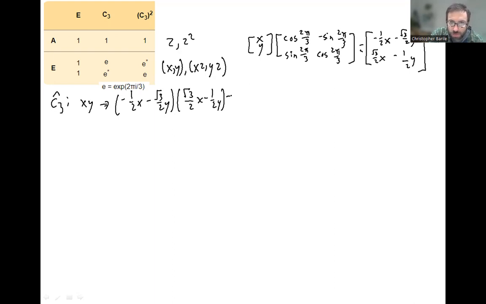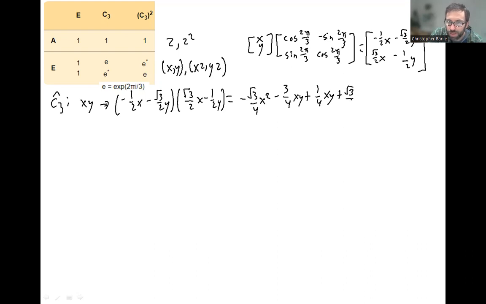And then we have to FOIL this out. And so we're going to get negative root 3 over 4 x squared minus 3/4 xy. That's going to be one term, these two terms multiplied by one another. Plus 1/4 xy. That's negative 1/2 x times negative 1/2 y.